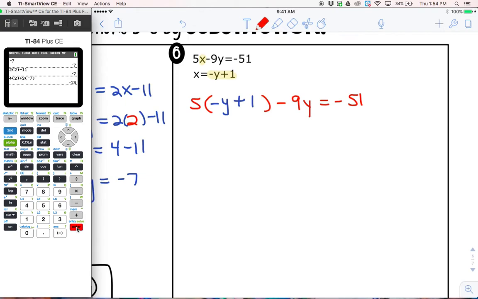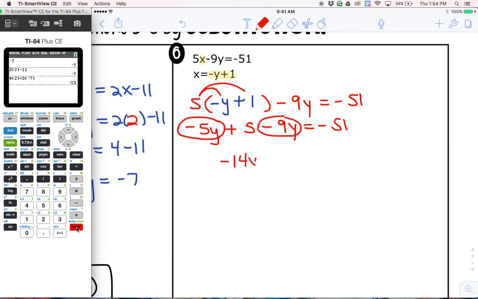So I can solve when I have one variable. We've got 5 times negative y, which is negative 5y. 5 times 1 is just plus 5. Minus 9y equals negative 51. My next step to solve, we want to simplify this left side. We're going to combine like terms. So we've really got negative 14y plus 5 equals negative 51.